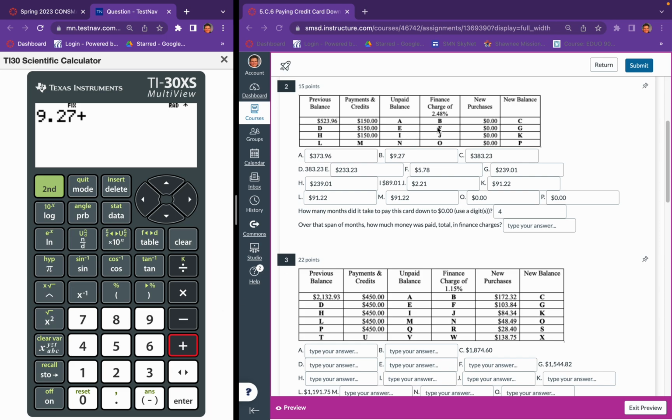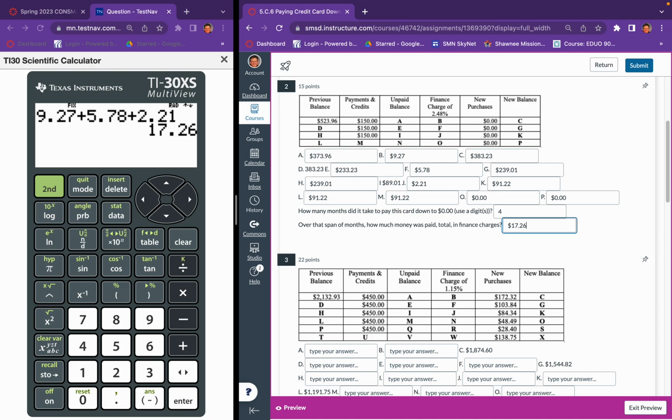And F is $578. And J is $221. And then O is 0, so you can either hit plus 0 or not, it doesn't matter. And so basically we had to pay $17.26 in finance charges.